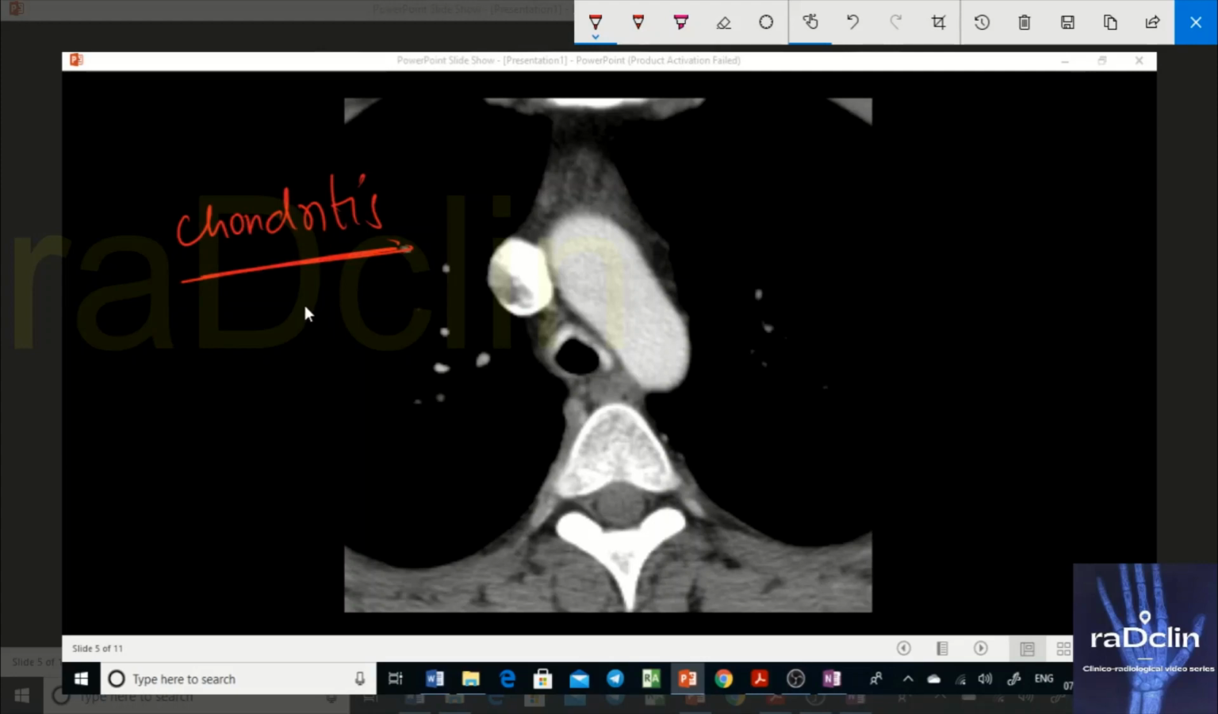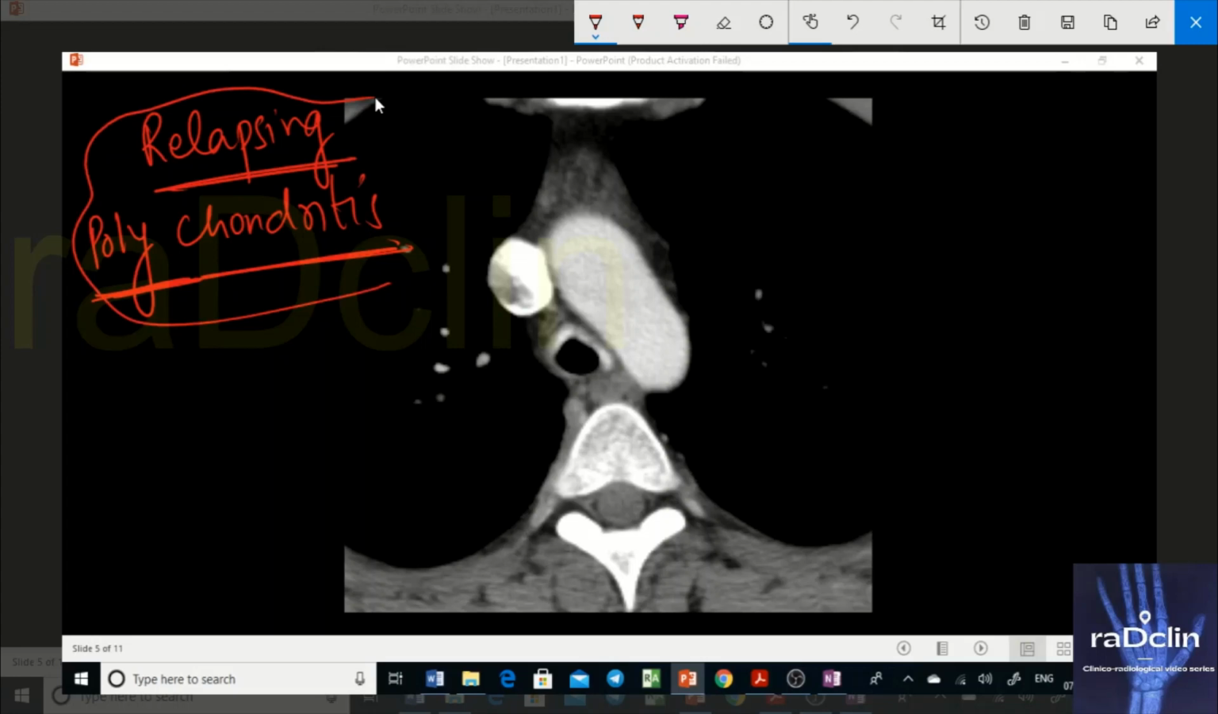Now an important thing is that there is a disease entity which causes cartilaginous inflammation wherever there is cartilage in the body. So it is polychondritis, because it is affecting cartilage at multiple locations and it is relapsing. This means that it has a tendency to relapse. So we are dealing with a disease entity that is relapsing polychondritis. It will affect not only cartilage of the trachea, it will involve cartilage of joints, ear, and nose. So multiple cartilages are involved.